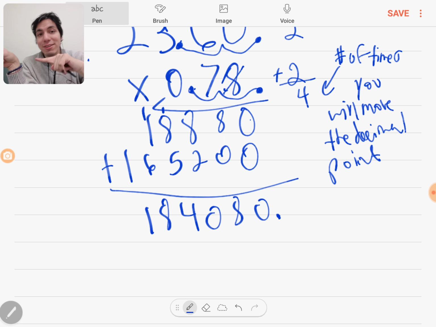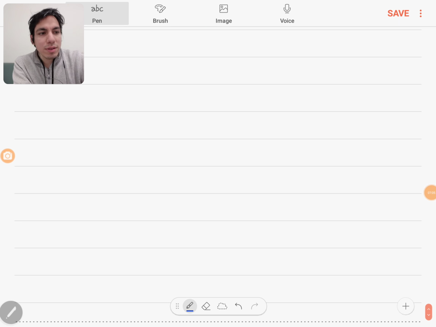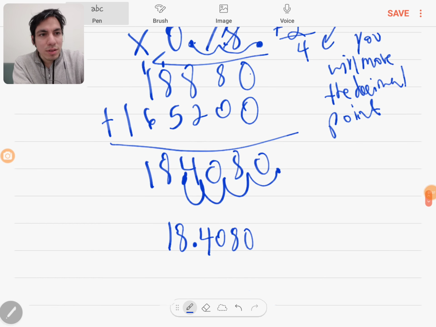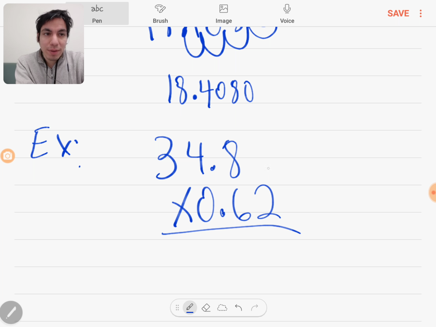Now, I think another example is due. So let's do one more example. So let's say I have instead 34.8 times 0.62. Okay, so review. The first step is when you see an empty space, you add a 0 where you don't see anything there.